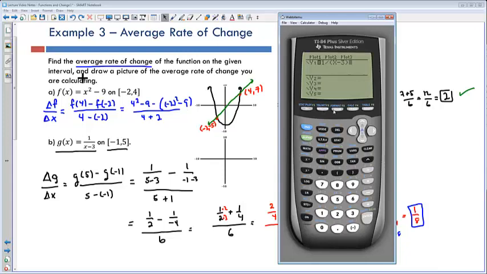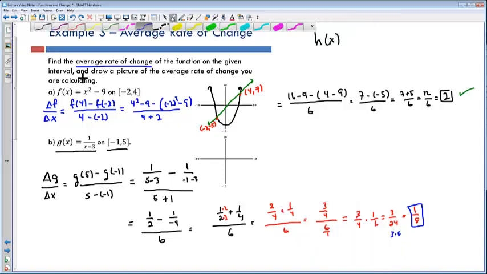And my window's already set up, but if it wasn't, I could just go to zoom, since it's a standard window, go down to Z standard and hit enter, and you'll see the graph of this function. Now when I draw it on here, I'm not going to draw it exactly the same way because I just want to get the idea down.